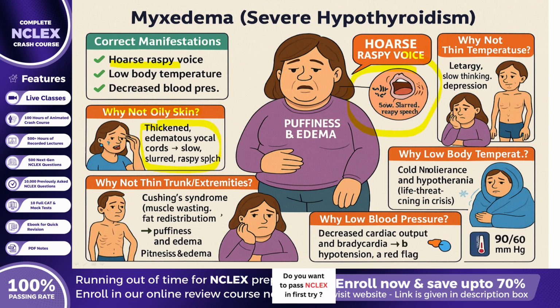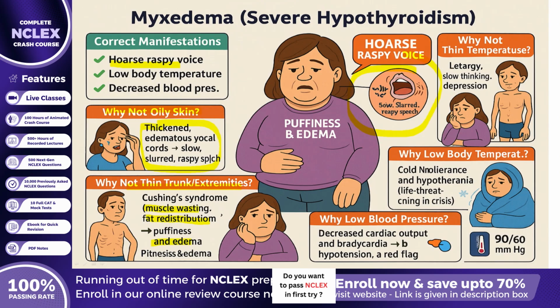Shifting attention to option 3, thin trunk and extremities, this is also incorrect as this finding is more consistent with Cushing's syndrome caused by muscle wasting and fat redistribution. In hypothyroidism, the client usually gains weight and has puffiness and edema due to slowed metabolism.